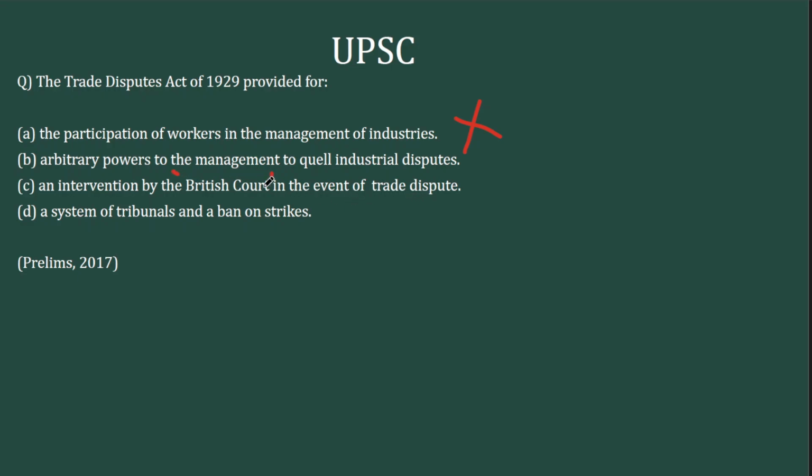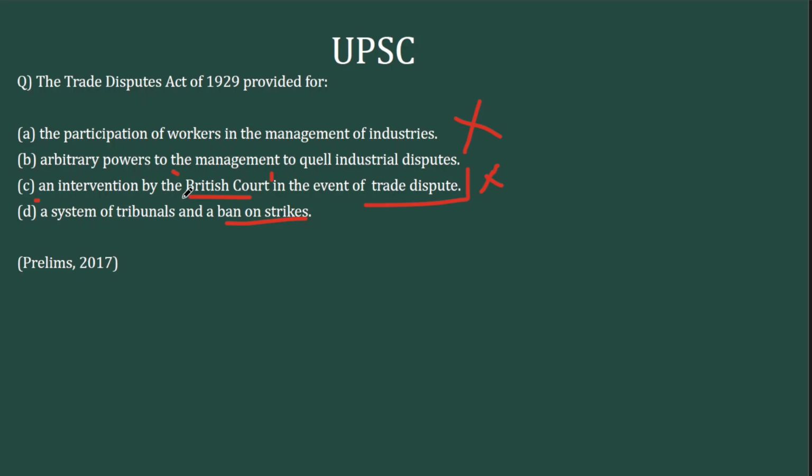Third, an intervention by the British court in the event of a trade dispute. Here the point is British court. The British Parliament was also not directly ruling India. They had a Secretary of State. So why would the British court directly intervene in trade disputes in India? These are not even administrative disputes but trade disputes. So this is very unlikely. Now last, a system of tribunals and a ban on strikes. These two options are very likely: power to the management and ban on strikes. Here it becomes a very factual question. The right answer is option D.